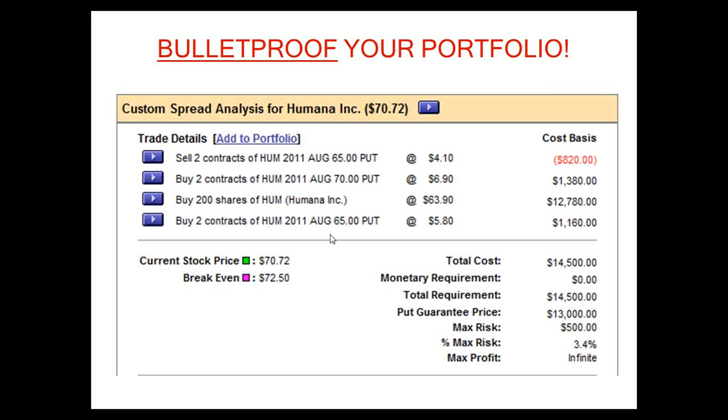Here it is on the Power Options tools. Here was my original cost for the put. It was $5.80, and the original cost for the stock was $63.90. Now that the stock is up to $70, guess what? The put has come down in value. The stock went up by almost $7. It had been $63.90, and now it's $70.72, so it's 18 cents off of $7. The stock goes up $7, the put comes down by $1.70. It was $5.80, and now it's $4.10.